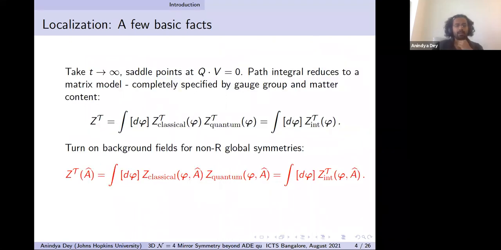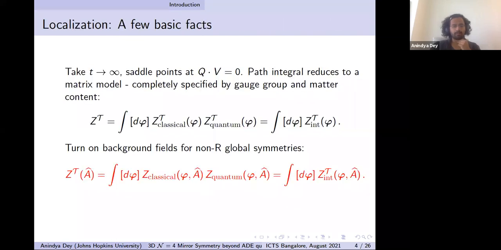Okay. Now, in general, one can do something which is a little more refined. Namely, one can turn on a set of background fields for non-R global symmetries, and then write the partition function as a function of those global symmetries, or rather as a function of certain background gauge fields for those global symmetries, which we collectively write as A hat.